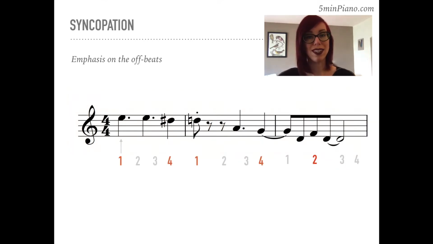But syncopation doesn't just have to be the eighth notes. Here's an example using longer notes. Notice some of the beats fall in between the notes, while these dotted quarter notes are being held. Here's a tie on beat 1. And here's another tie. Here's what this would sound like.